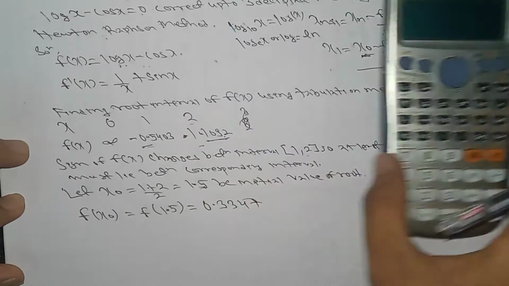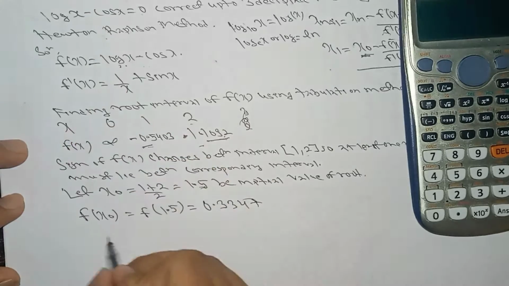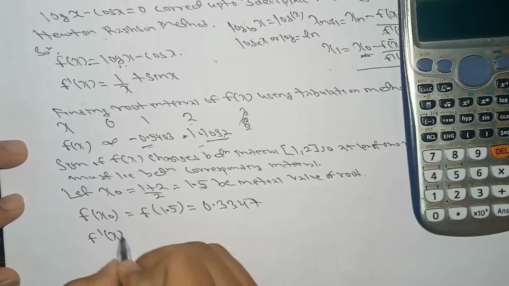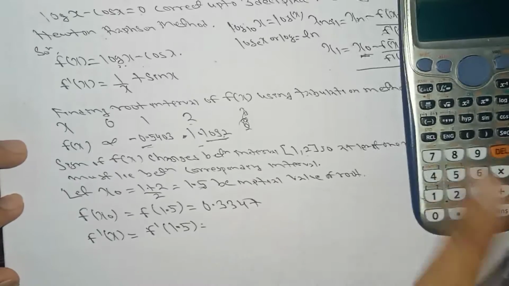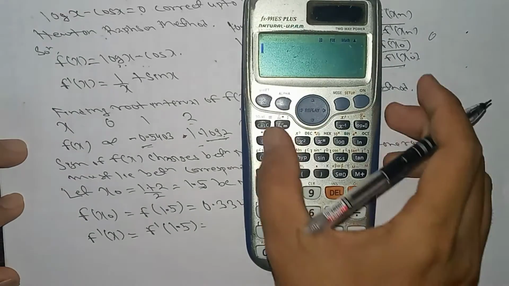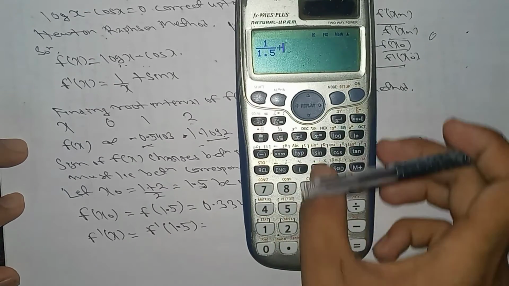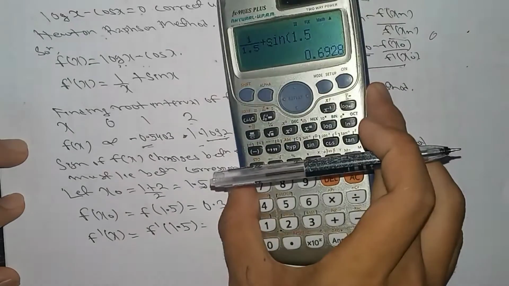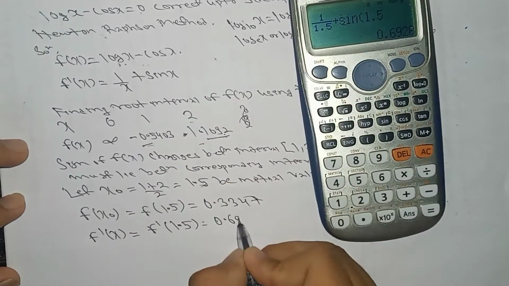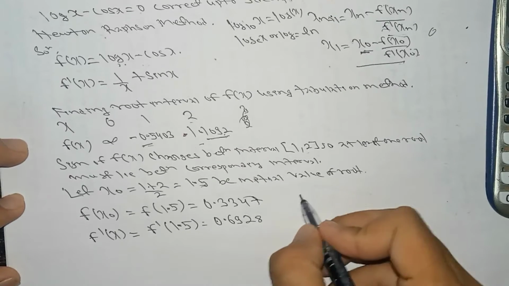Okay, so now after this we have to find f dash, that is the derivative term. So f dash of x is equal to f dash of 1.5, which is 1 by 1.5 plus sine 1.5. That means we have obtained 0.6928. Okay, we have obtained up to this term. Now we have to apply the formula.